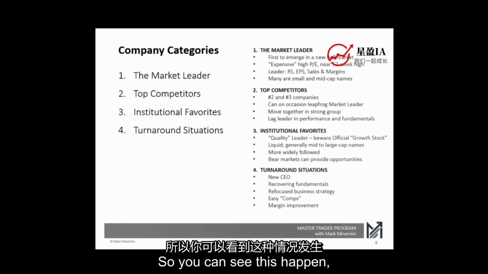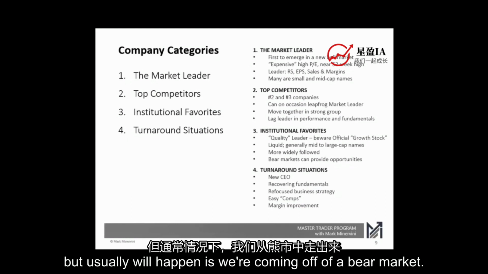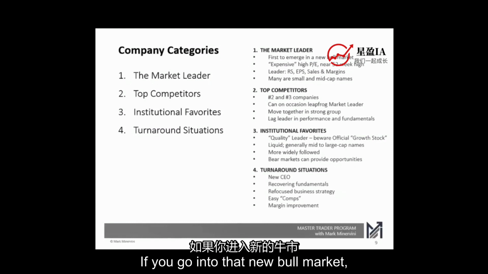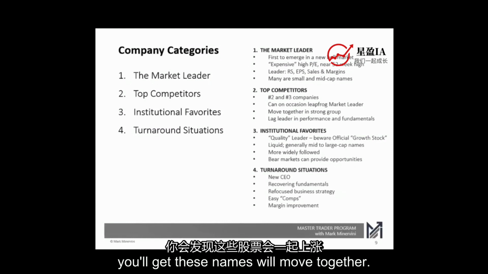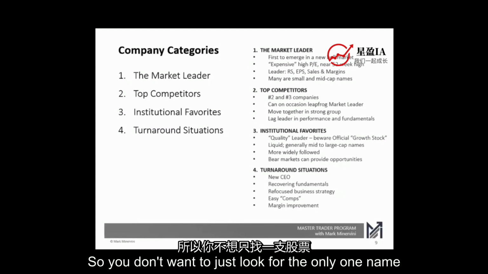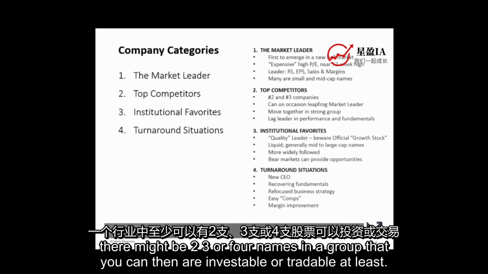So you can see this happen. But usually what will happen is, when you're coming off of a bear market, you're going into that new bull market, these names will move together. So you don't want to look for just the only one name. There might be 2, 3, or 4 names in a group that are investable or tradable at least.